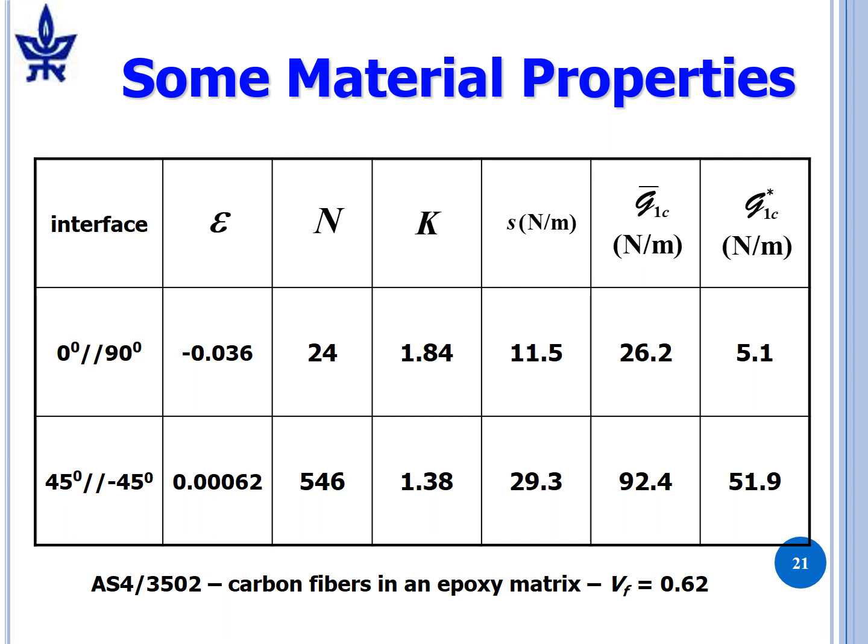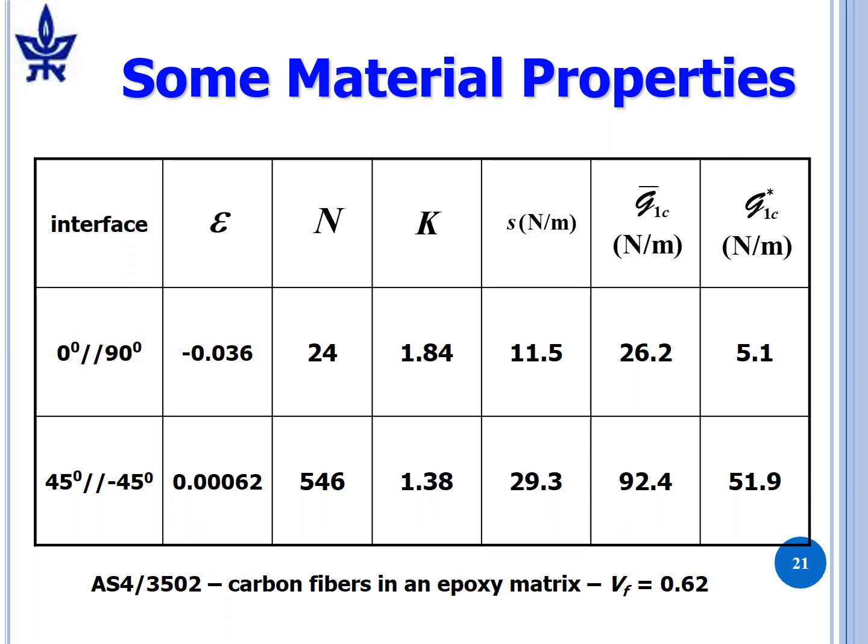So let's look at some material properties for the 2D problems that we solved, the AS4/3502 material. Carbon is AS4, 3502 is the epoxy matrix. And if we look at the 0/90, epsilon is the oscillatory parameter, and it is indeed small. And for plus 45, minus 45, it is very, very small. And there were 24 tests. For plus 45, minus 45, we carried out three-dimensional tests.